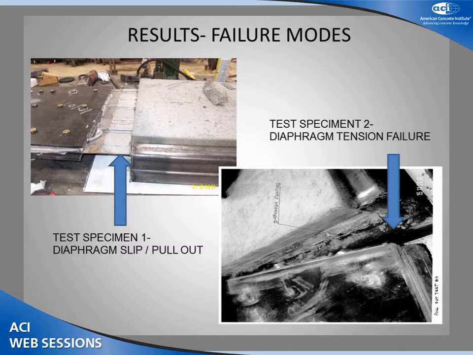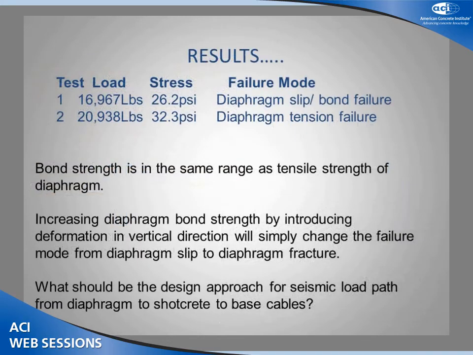All right. So we have a first specimen where the diaphragm pulled out, and we observed about 3 inches of slip before load started decreasing. In the second test, we had diaphragm tension failure. That is, in the second test, the bond strength was much stronger than the tensile strength of the diaphragm. And why does this happen? Because the diaphragm is a very thin member. So the bond strength in the second test was much more than the tensile strength of the diaphragm.